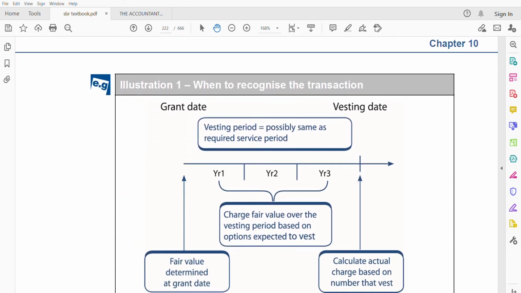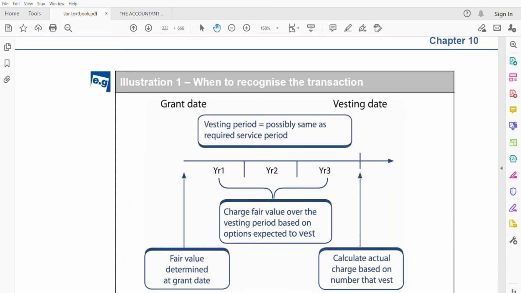Now, let us go through this illustration. When to recognize a transaction, very important. So you have been given 3 years, year 1, 2 and 3. Year 1 is the starting point. This is known as the grant date. They will be granting you share options or shares. Vesting date is the date when the employees will actually exercise their share options or receive the shares.